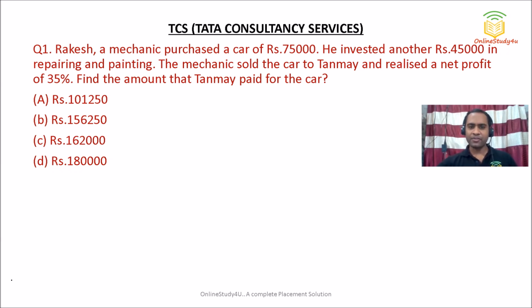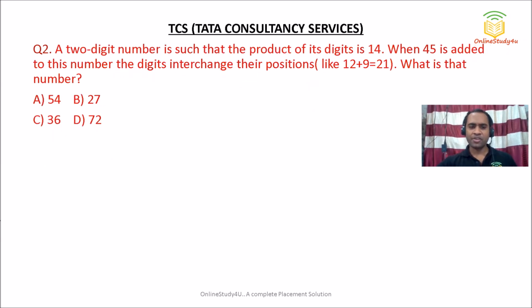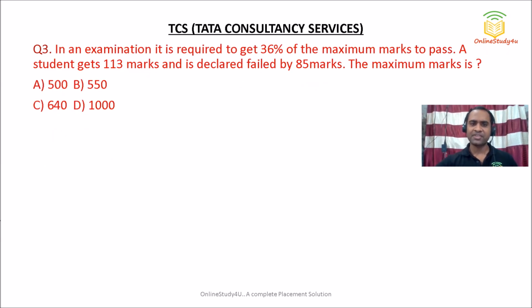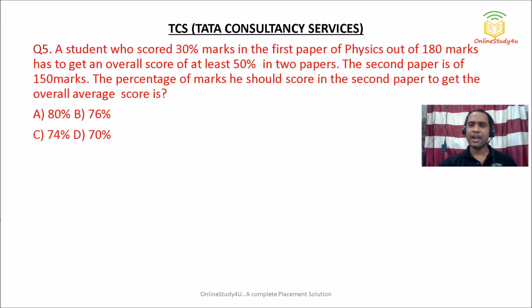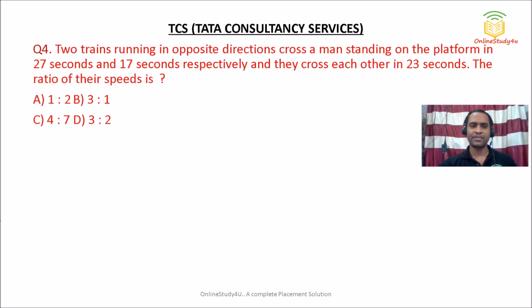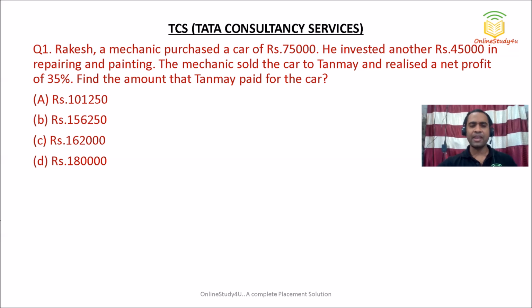Question number one is a question from percentage, or you can also put it in the category of profit and loss. Question number two is from the number system. Question number three is again a percentage question. Question number four is from problems on trains, and question number five is from percentage. All these questions are very important, because questions on percentage and profit and loss will be asked more in your examination. These are the important topics.